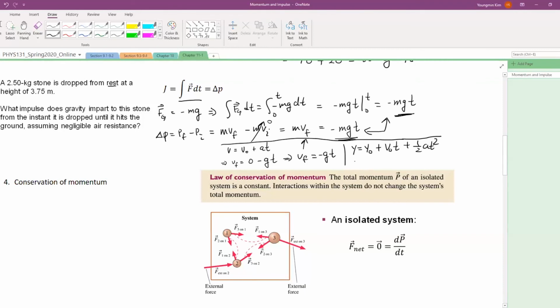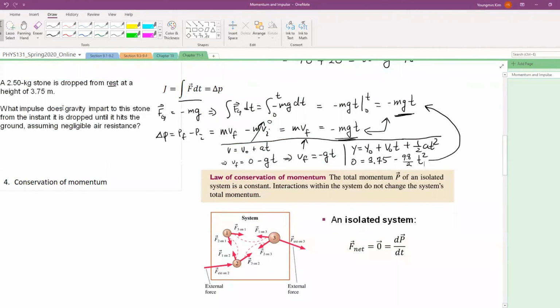Here, the final height when it dropped to the ground is 0, that's my 0 line. Then the initial height is plus 3.75. Initial velocity is 0, so that goes away. But the acceleration is minus 9.8 divided by 2 times t squared. So from here, you can obtain t and plug it in, and you should have the same answers of impulse for the two cases.